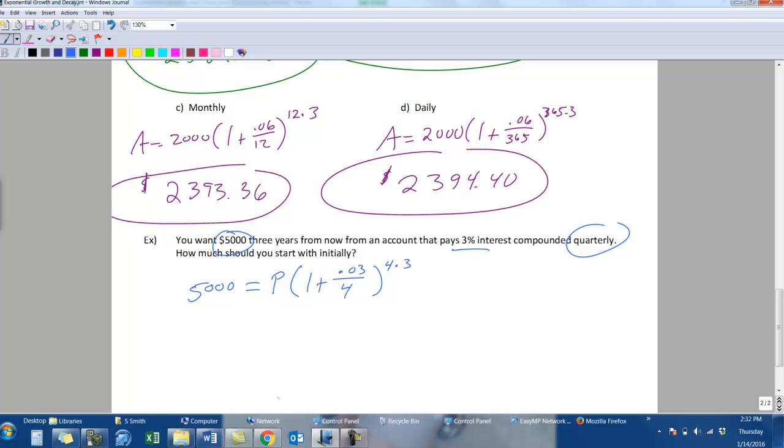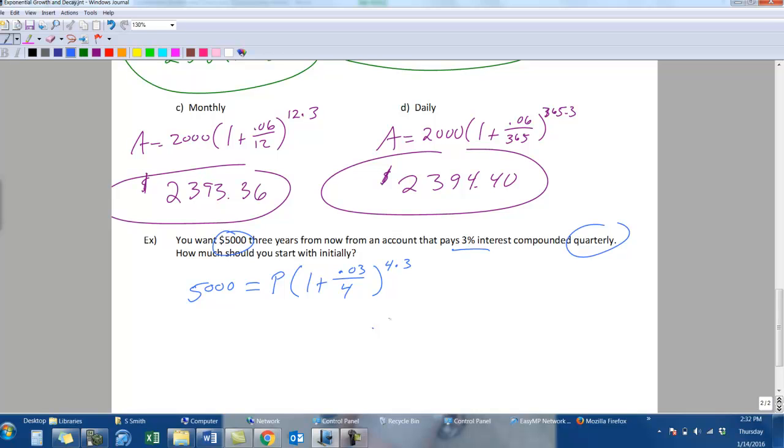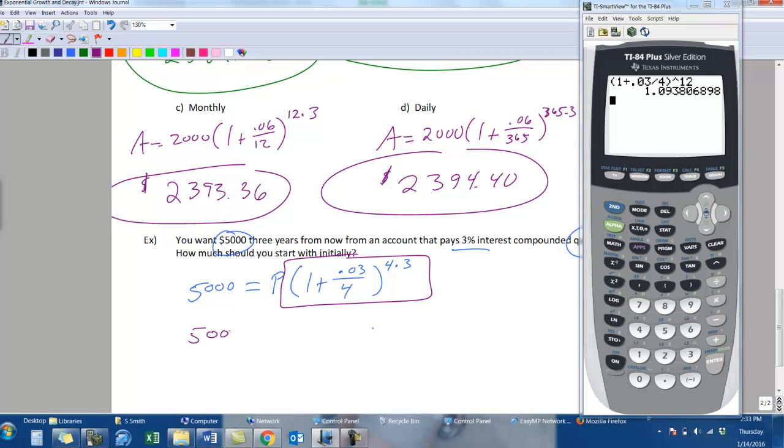So we're trying to solve for P. Now, many of you might have gone and reached for your calculator and you're going to solve it by graphing. Instead of that, this is a number, right? So pull out your calculator, but just go to the home screen here, and we're going to put in parentheses 1 plus 0.03 divided by 4 raised to the, I'm just going to put in 12 because 4 times 3 is 12. That, right? So you get 5,000 equals 1.09P, right?